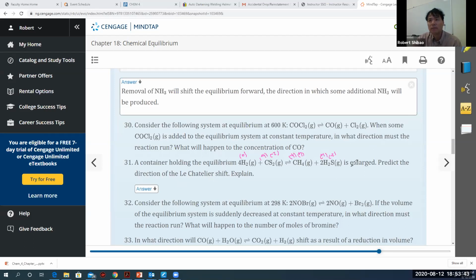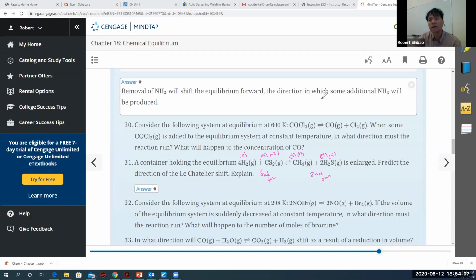Okay, if we increase the volume, it favors the side with more gas. And so over here, we have 4 moles of hydrogen gas, 1 mole of CS2 gas. On the right, we have 1 mole of methane gas and 2 moles of H2S gas. So altogether, we have 5 moles of gas on the left, and altogether, we have 3 moles of gas on the right.